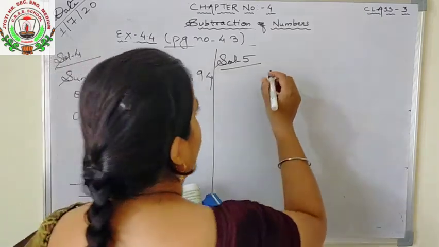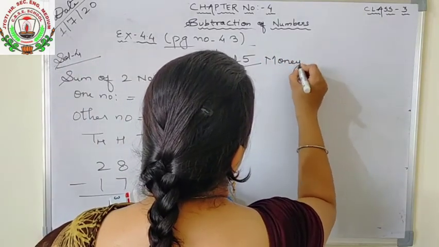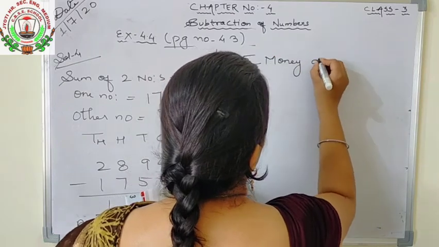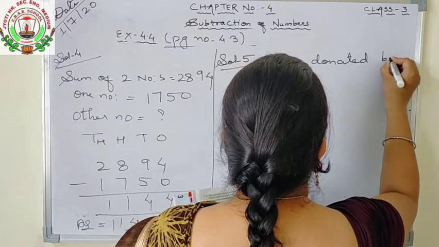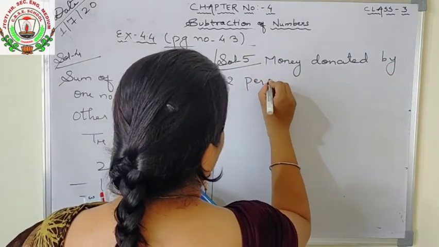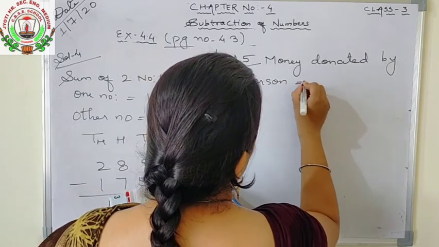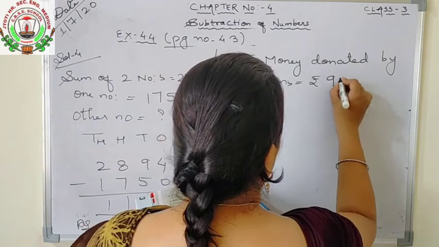First we will write here: money donated by 2 persons is equal to rupees 9,000.